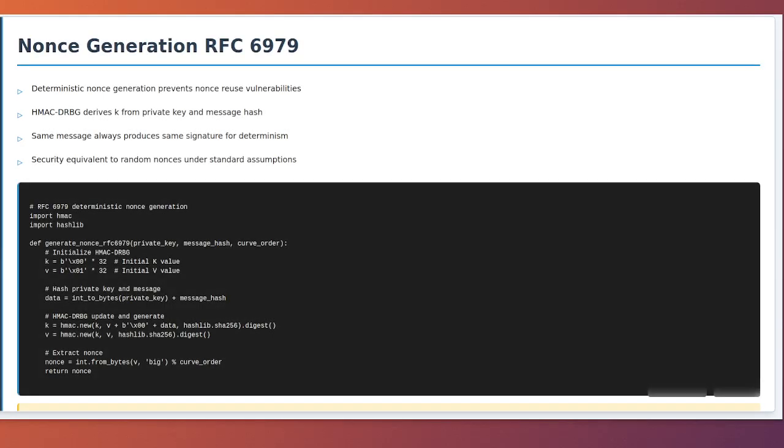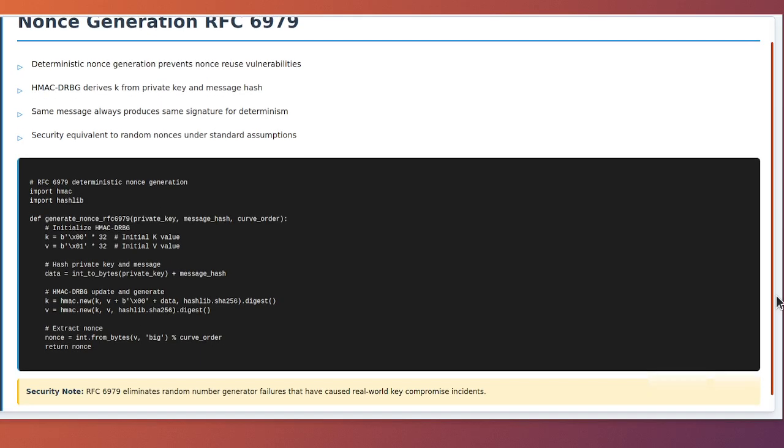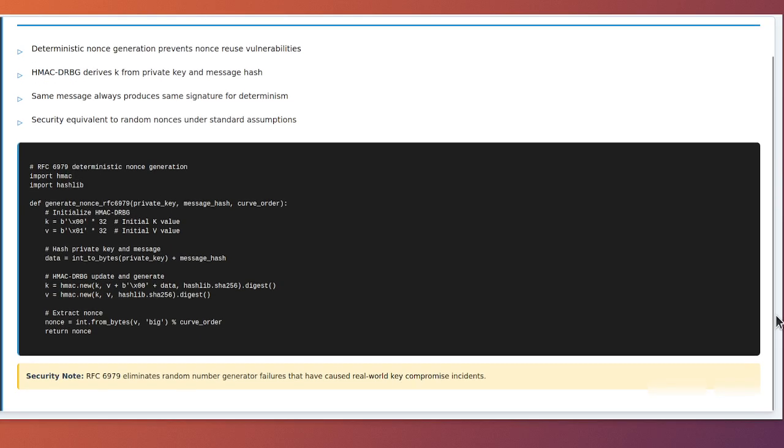Nonce generation. The nonce key used in Schnorr signature generation is arguably the most security-critical component of the entire signature scheme. The word nonce stands for number used once, and this is a literal description. If you ever reuse the same nonce key to sign two different messages with the same private key, an attacker can algebraically solve for your private key using just the two signatures and messages. This is not a theoretical vulnerability, but it has led to numerous real-world security breaches, including the famous Sony PlayStation 3 signing key compromise where Sony's implementation used a static nonce.